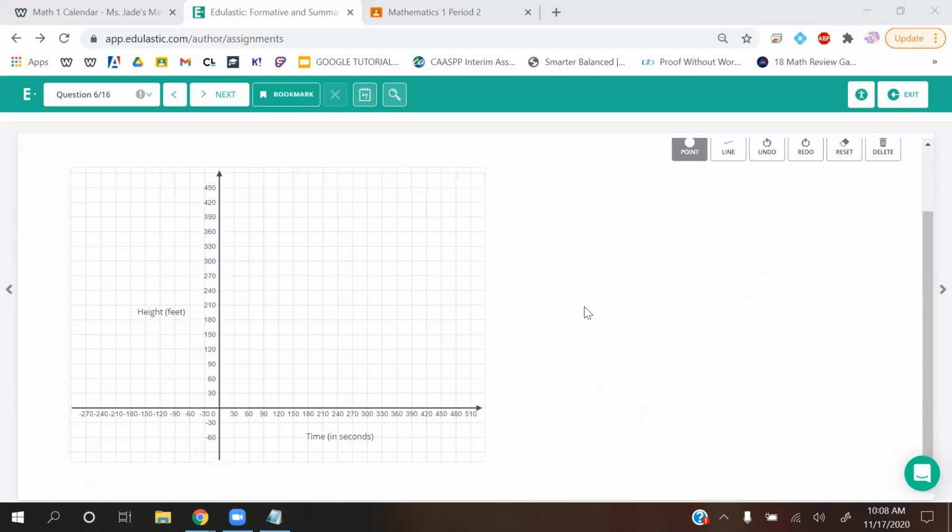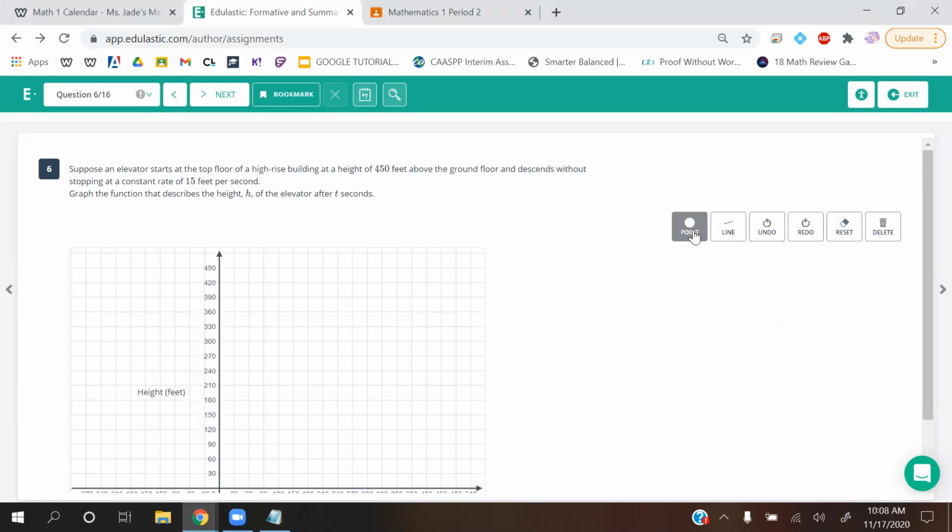So we want to add a point. So you have to click points, I believe. And then we start off at 450. So that's where we start. And then we descend at a constant rate of 15 feet per second.